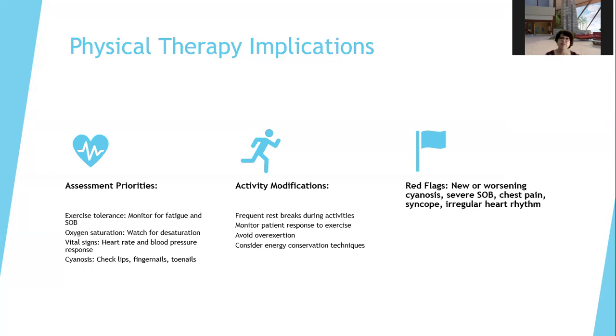For activity modification, the person might need frequent rest breaks during activities. You always want to monitor the response to exercise and avoid overexertion, and consider teaching energy conservation techniques. So the red flags include new or worsening cyanosis, severe shortness of breath, chest pain, syncope, or irregular heart rhythm.